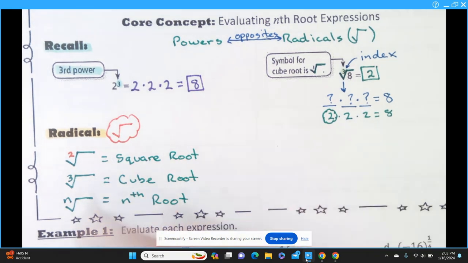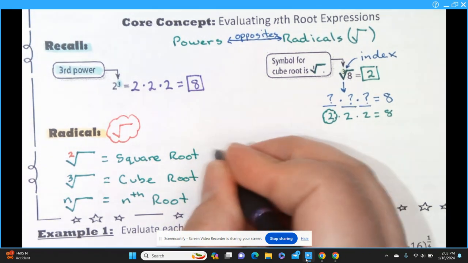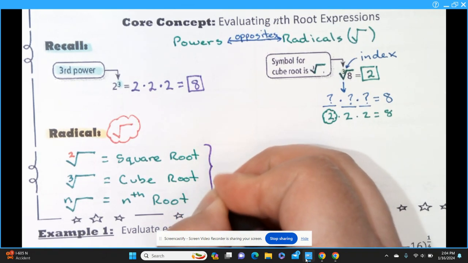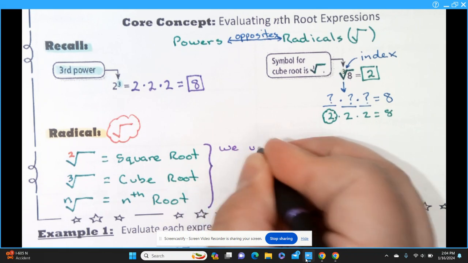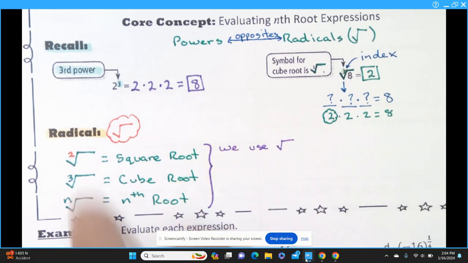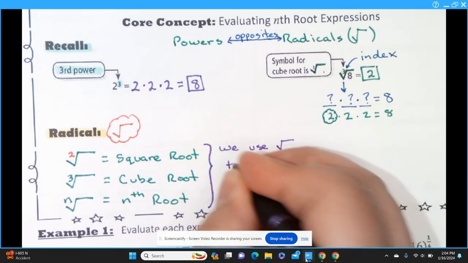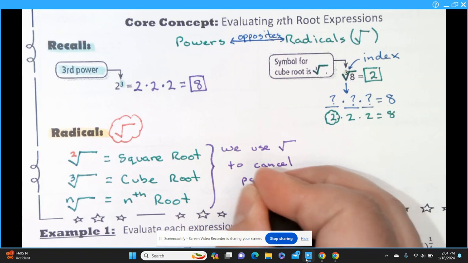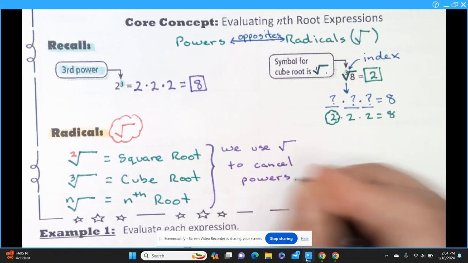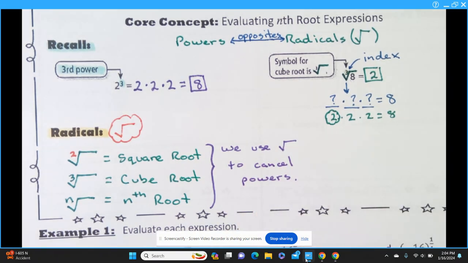The only other thing that I want to mention about it is this. The only reason we use radicals, and it could be any kind, we don't know, it just depends, we use radicals to cancel powers. It's going to be one of the skills that I need to remember. You've used it before in middle school, but like I said, this is a little bit of review.